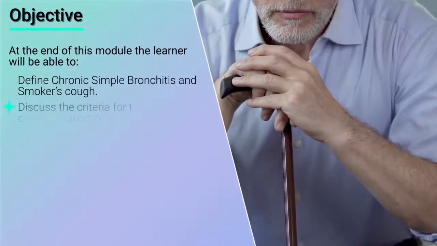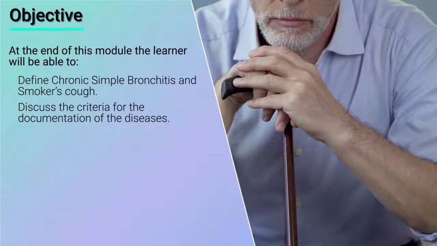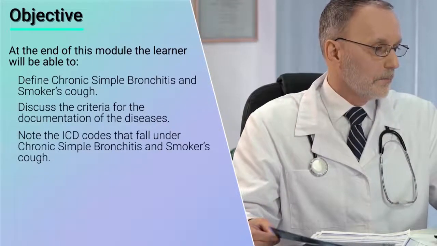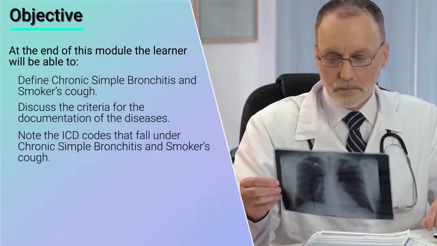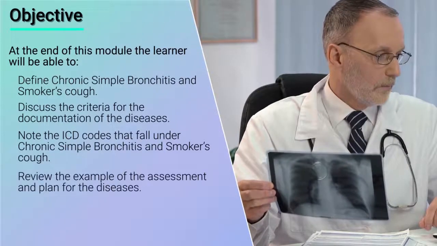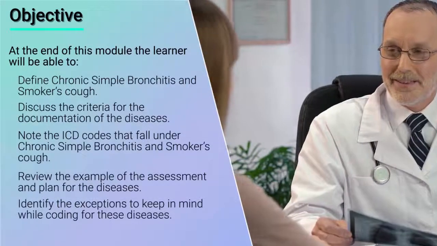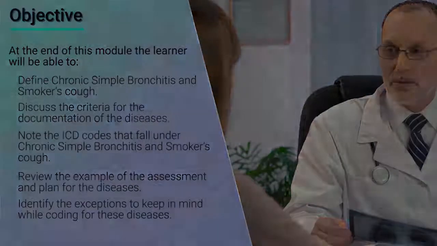cough. Discuss the criteria for the documentation of the diseases. Note the ICD codes that fall under chronic simple bronchitis and smoker's cough. Review the example of the assessment and plan for the diseases. Identify the exceptions to keep in mind while coding for these diseases.